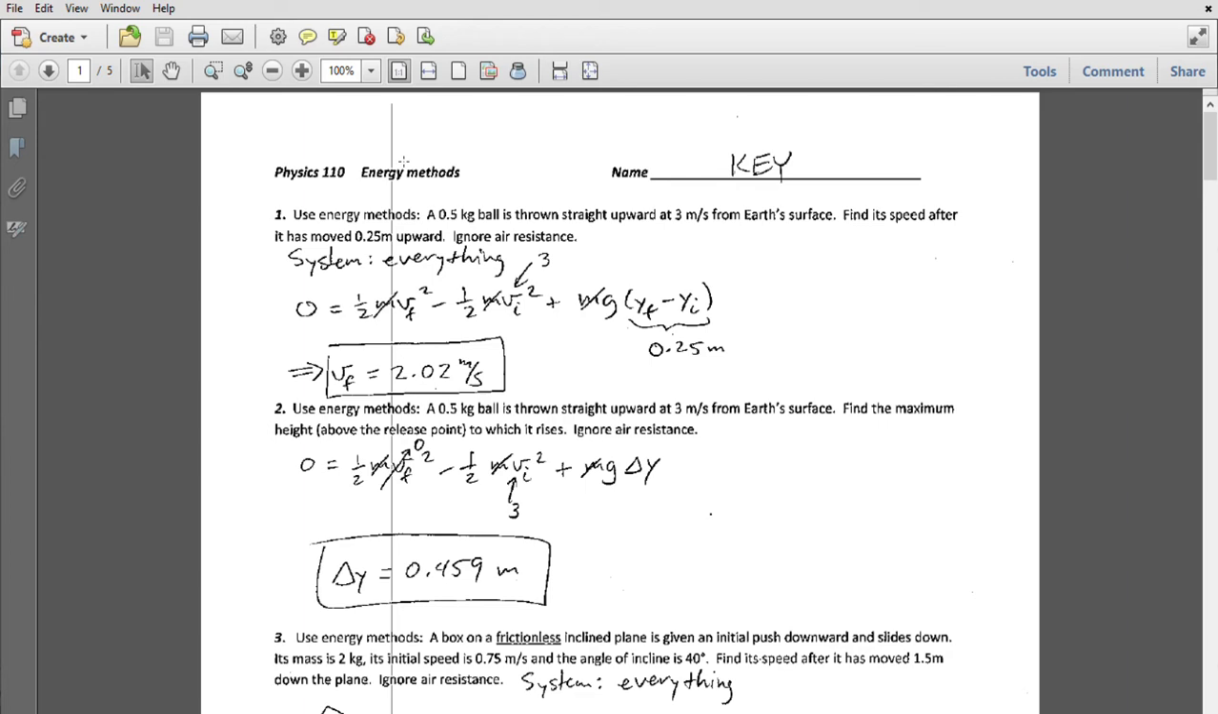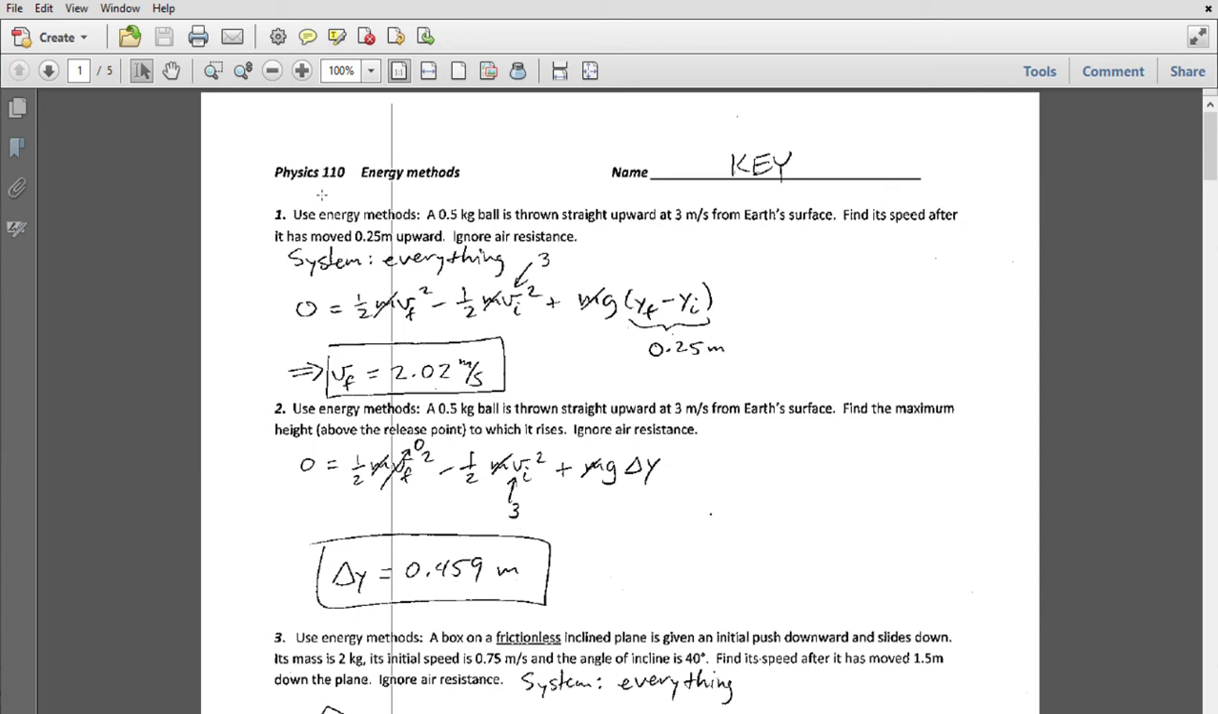Problem 1. Use energy methods. A half-kilogram ball is thrown straight up at 3 meters per second from Earth's surface. Find its speed after it's moved a quarter of a meter upward. Ignore air resistance. So in this case, I really have two choices. I could either take my system to be just the ball, and then I could use the work-kinetic energy theorem, but why not use our other relationship that involves potential energy by taking our system to be the ball plus the Earth and that internal gravitational force between them? We'll treat it as an internal force and we'll associate a potential energy with it.